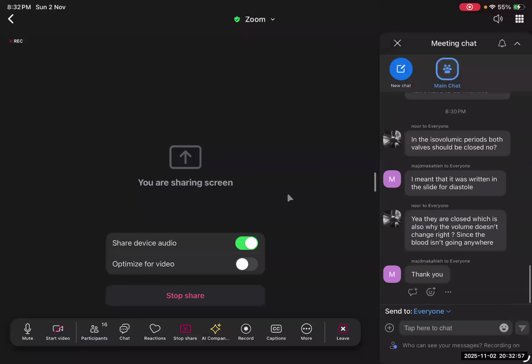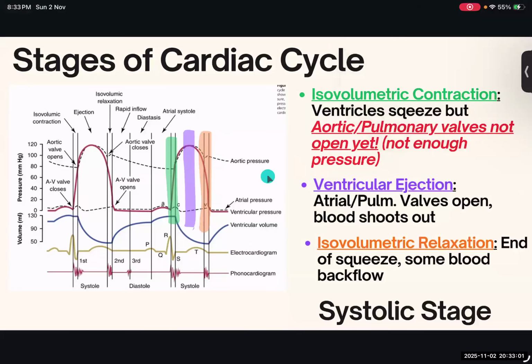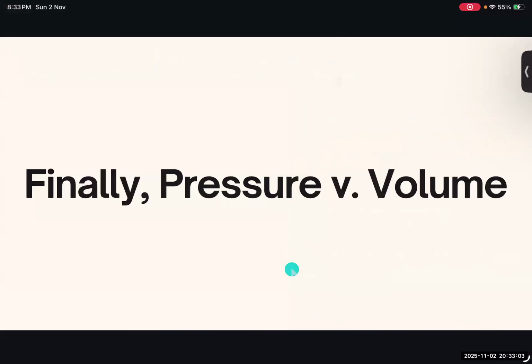Okay. So that is the cardiac cycle in the systolic stage. The last part of our PAL session is going to be the pressure versus volume loops. We're going to take a 10-minute break, and then inshallah, we'll finish out everything. We'll talk about PV loops. It's not going to be as long as everything we talked about. We're going to solve a few questions together, and then we'll be on our way, okay? This shouldn't take too long at all.